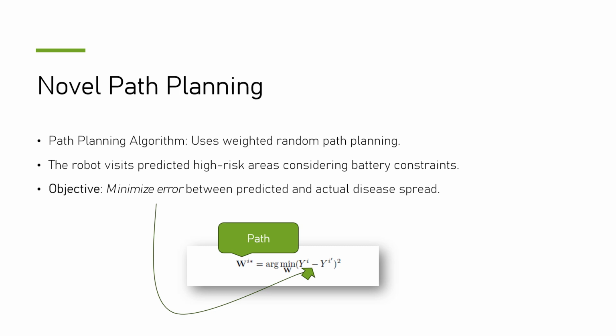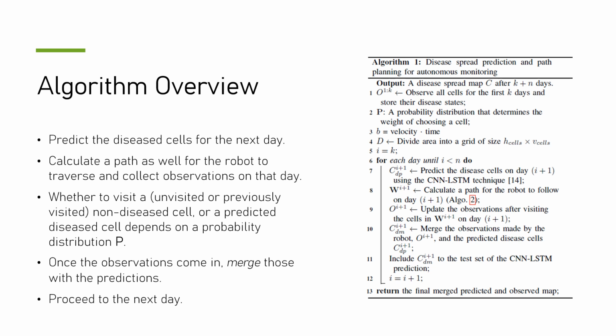In this paper, we propose a novel path planning technique that uses a weighted random path planning strategy. The robot visits predicted high-risk areas, considering their battery constraints as well, and we'll talk about that in the next slide more. Our objective is to minimize the error between the predicted and actual disease spread. So in the equation, Wi star represents the optimal path that is found by the robot, where we are trying to minimize the predicted and actual disease maps difference or error across all the possible paths that the robot could find.